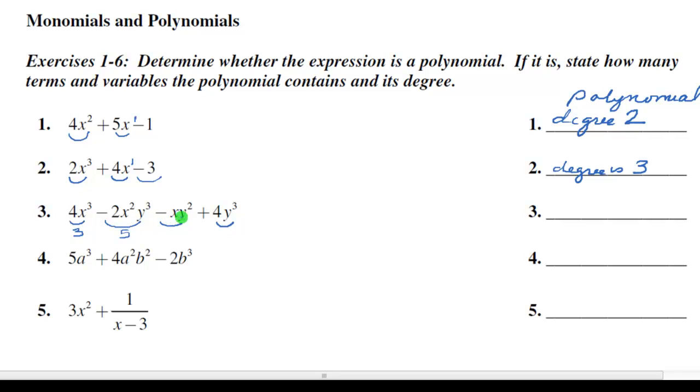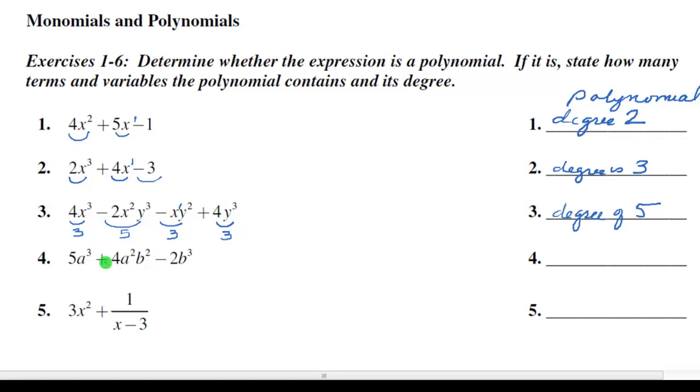This next term, negative xy squared, remember that the exponent on x is 1. So we have here a term of degree 3. And finally, the 4y cubed, that's another term that has degree 3. Now, to talk about the degree of the entire polynomial, we take the highest degree we have here, which is 5. So the entire polynomial has degree 5. And yes, it is a polynomial. Okay, next.